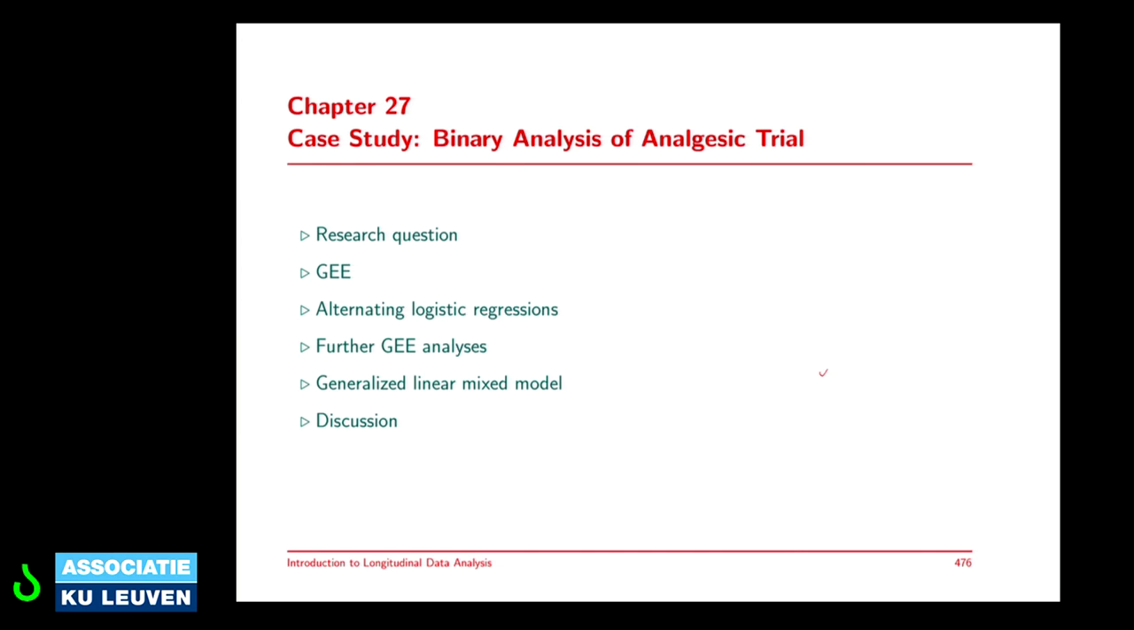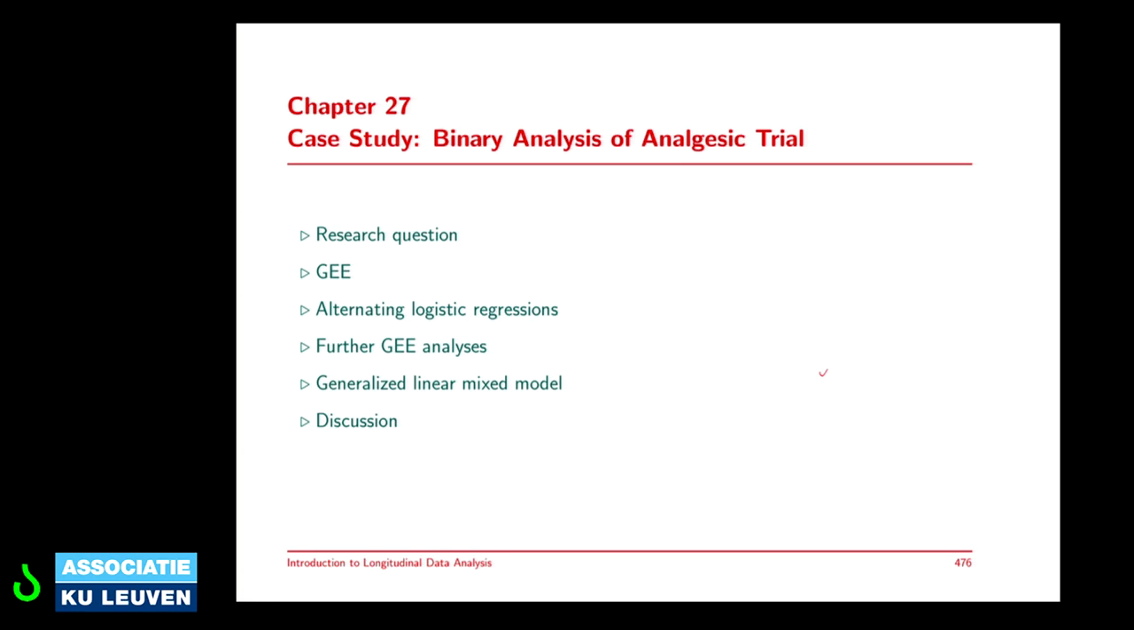This chapter 27 is actually a pair with the next one. In this one, the analgesic trial introduced before is analyzed but through the binary version of the outcome. In chapter 28, we go for the full ordinal version, and then we see what is the same, what is still possible when we analyze the 5-point ordinal outcome rather than the binary outcome of the analgesic trial.